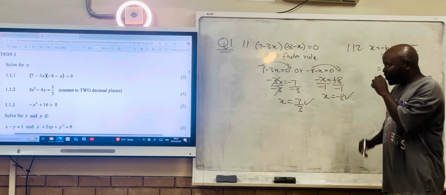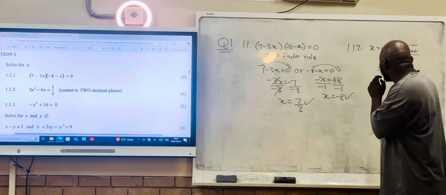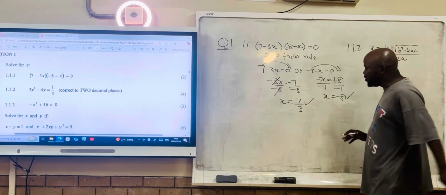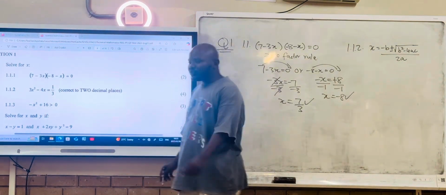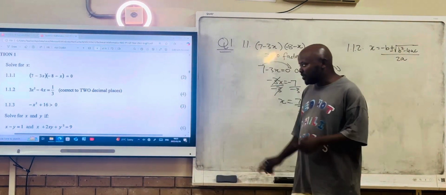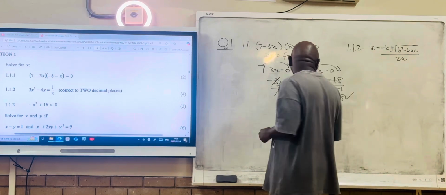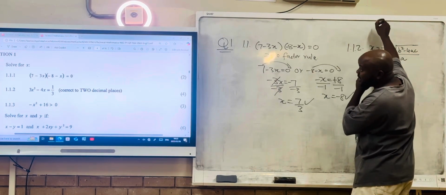Before we get to solve, we need to put this quadratic equation in standard form, because it is not in standard form. I'll just write it at the top there.